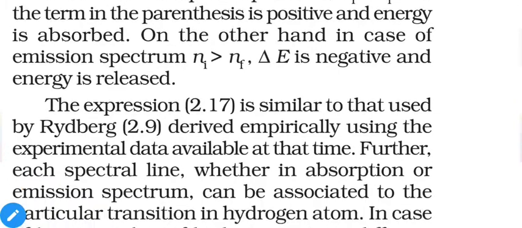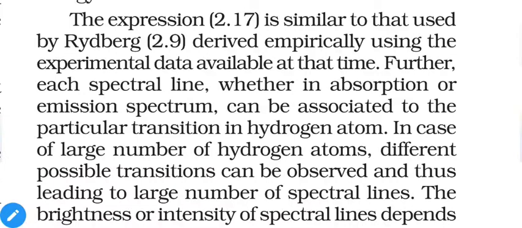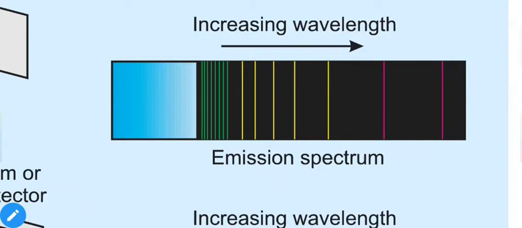Further, each spectral line, whether in absorption or emission spectrum, can be associated with a particular transition in the hydrogen atom. That means, as we can see in this case, this is the emission spectra of hydrogen. When hydrogen gets excited, it will start losing energy and you will get this type of line spectra. So each line indicates a different type of transition.